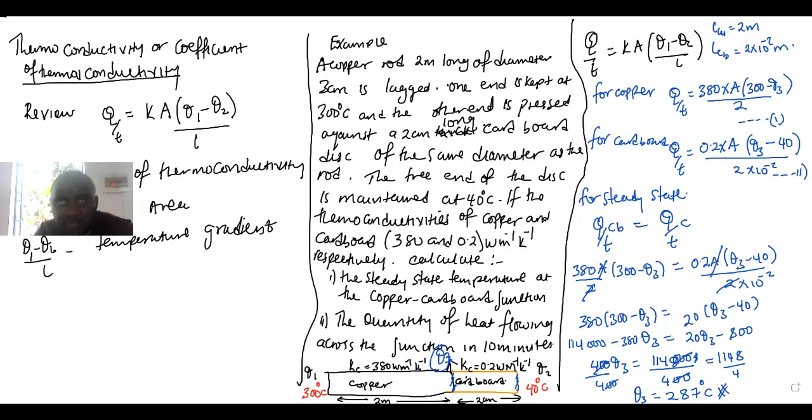If you get a temperature which is greater than 300, yet it is at the junction, where one side brings a lower temperature and the other brings a higher temperature, then you check your algebra again.